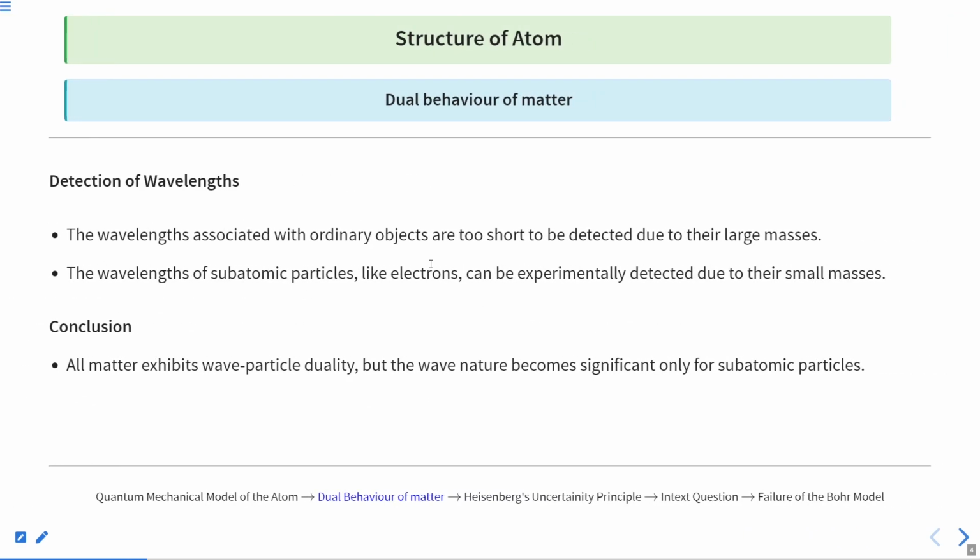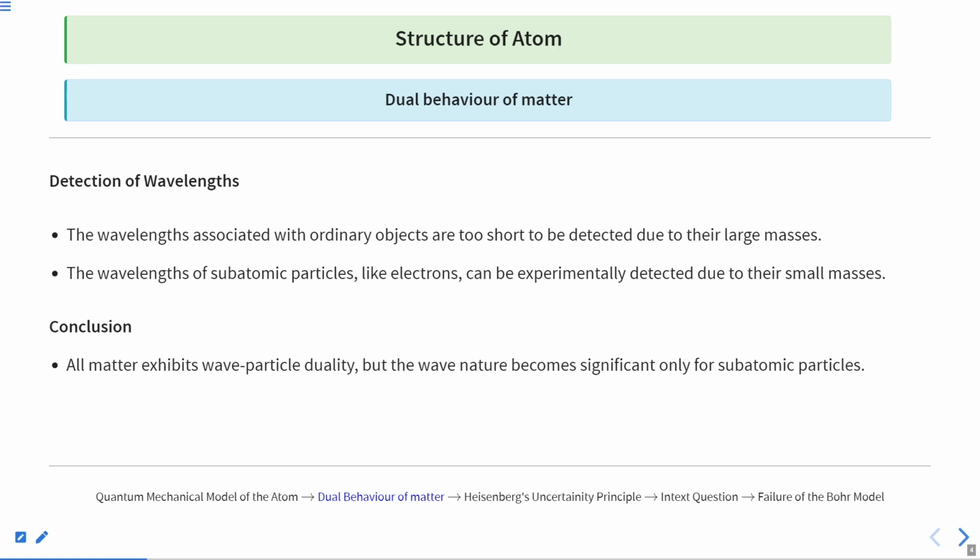Now the wavelength associated with the ordinary object is too short to be detected. So you can see here that lambda is equal to h by mv. Now h is a very small value. Let lambda equal h by mv. So if mass is large, then the wavelength will be very small.